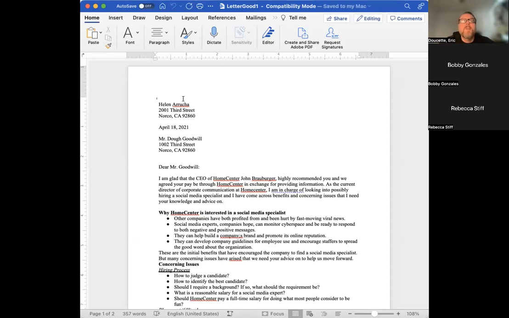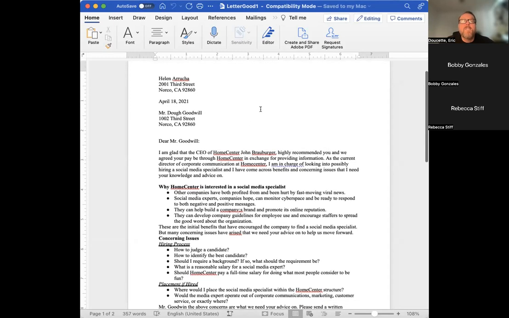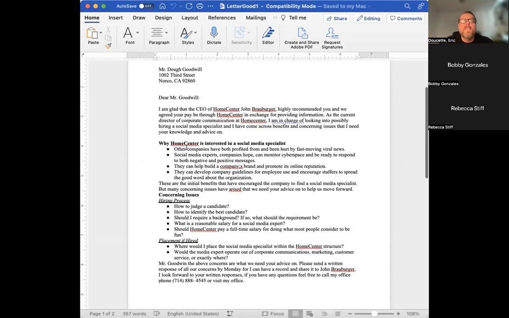Yes. So it has return address, has inside address, has the salutation correct, has the margins pretty decently. And actually the body looks fine. The problem is they just need more white space. So I would probably have liked this had they just put a space after the first bullet list between that and the next paragraph. And then even where it says concerning issues, I would probably put a space after that. And then I'd put a space at the end of the hiring process bullet list. And then I'd put another space at the end of the placement hired bullet list.